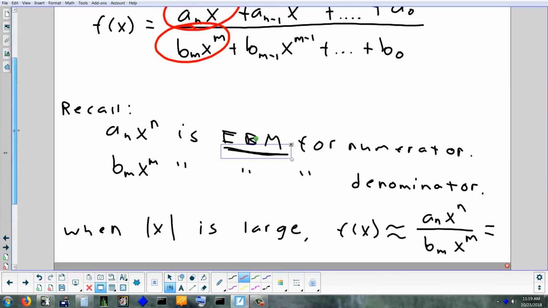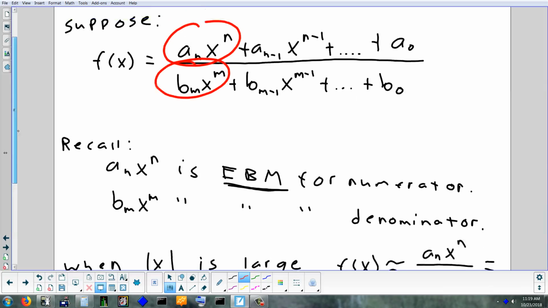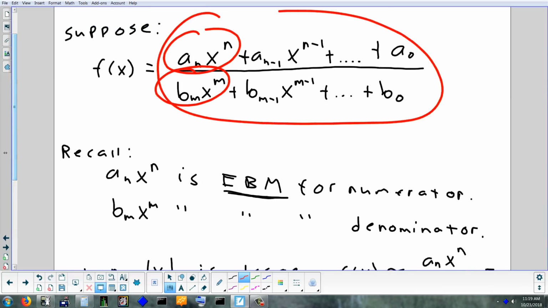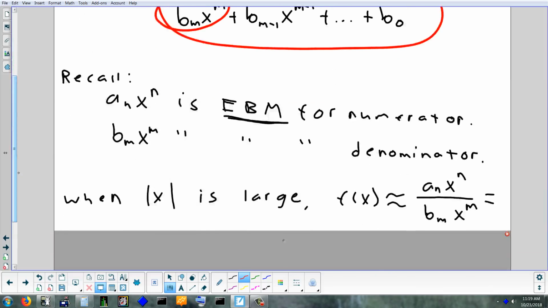All right, so when x starts to get really, really big, whether it's positive or negative, it doesn't matter. That's why I put absolute value. So when you start to get a really large value for x, this entire function basically turns into just that.